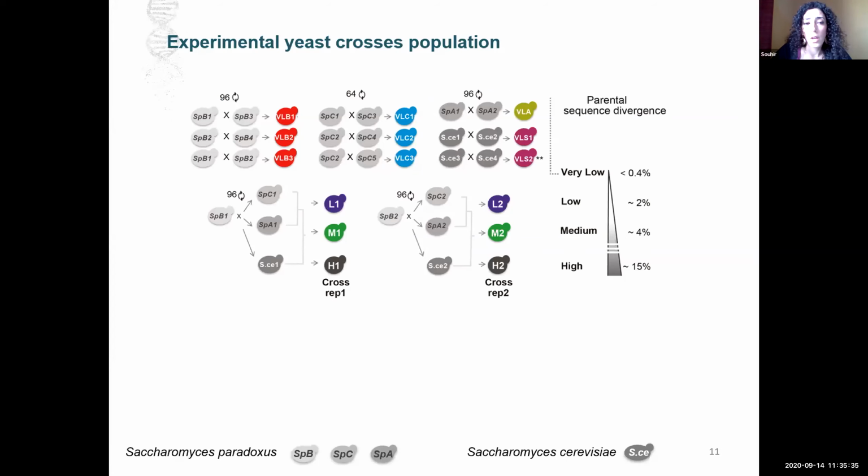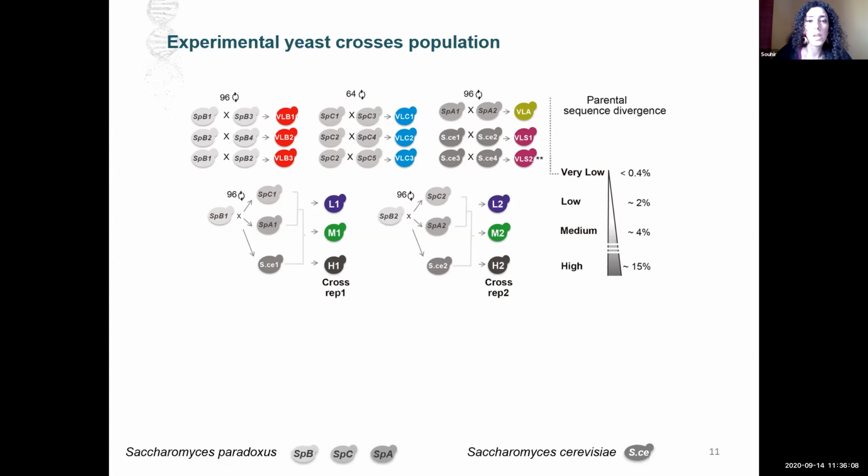So for that, we constructed 14 different crosses with different levels of parental divergence, from intralineage crosses to interspecific hybrids. We used natural yeast isolates representing 3 incipient species, SPB, SPC, and SPA, from the wild Saccharomyces paradoxus yeast, and each sister species, Saccharomyces cerevisiae. All these crosses have been classified into 4 types according to their parental divergence.